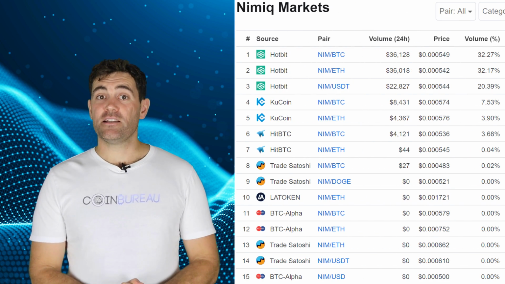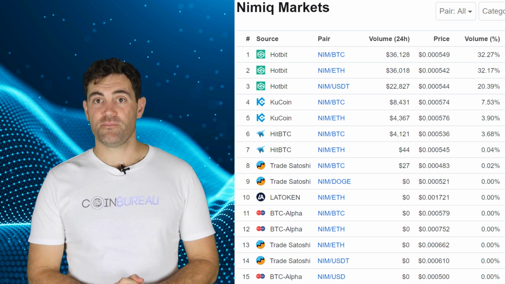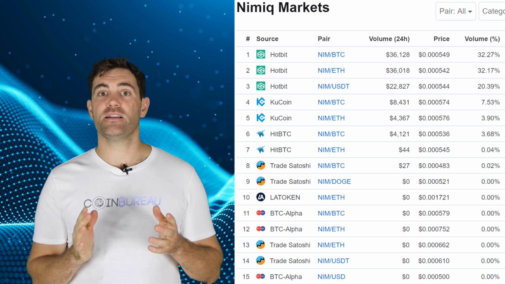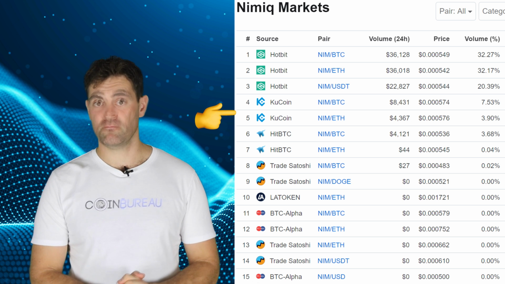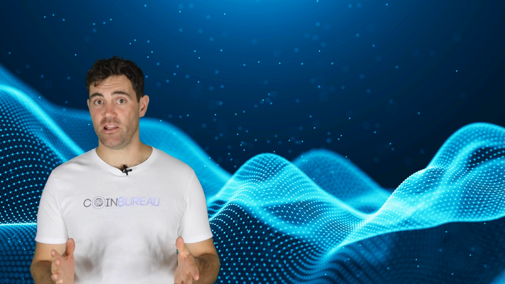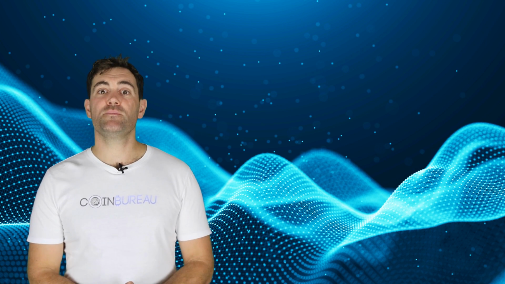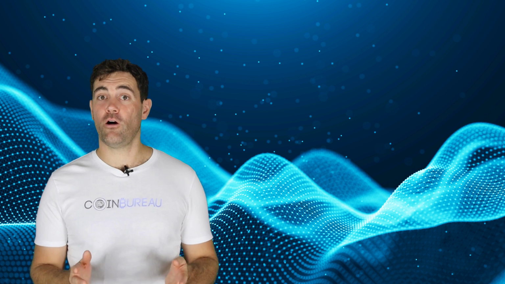NIM is currently listed on a number of exchanges, with the majority of the volume being on Hotbit. However, I would avoid every centralized exchange where NIM is listed except for KuCoin. If you're looking for a decentralized exchange option, you can find NIM on Changelly. Currently, NIM's trading volume is pretty low, and that means that those holding a large NIM position could experience low liquidity and slippage.